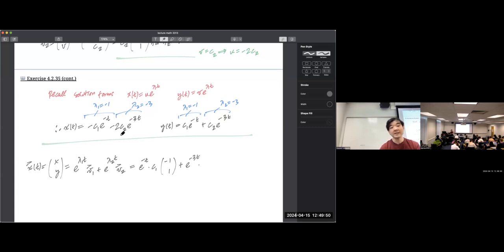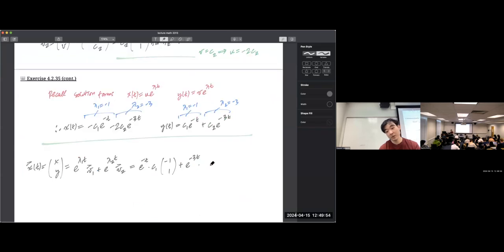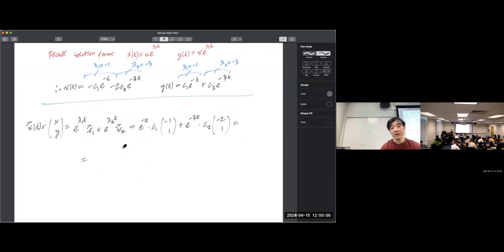And what was the second eigenvector? It was c2 times this vector, so it's going to be c2 times (-2, 1). And if you were to multiply this out, this e to the lambda t, e to the negative t times c1, these are just some expressions that you can multiply to the top as well as the second.